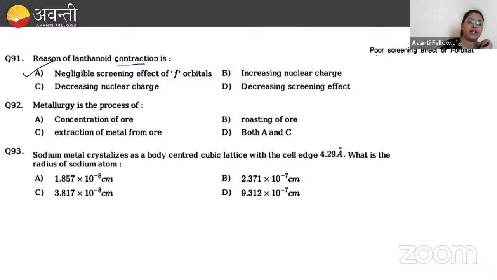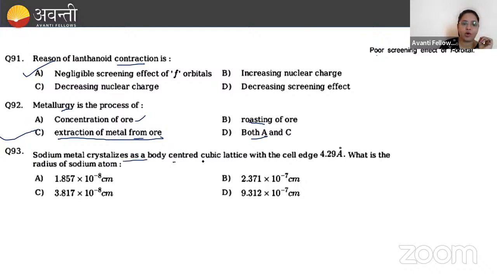Next, metallurgy is the process of concentration of ore, roasting of ore, both A and C, or extraction of metal from ore. So you know that metallurgy is the extraction of metal from ore. So option C is correct.